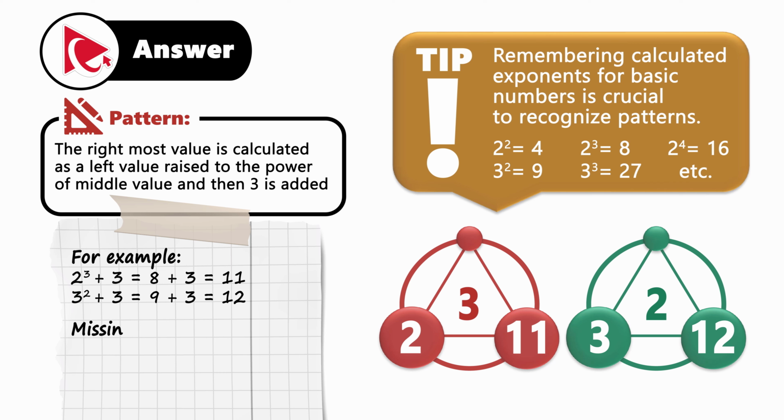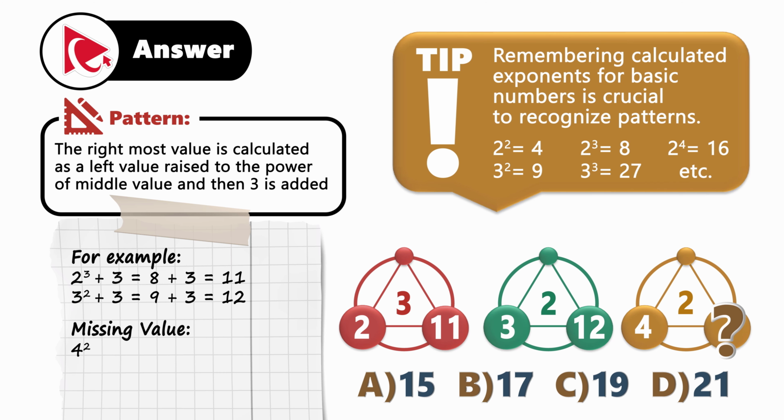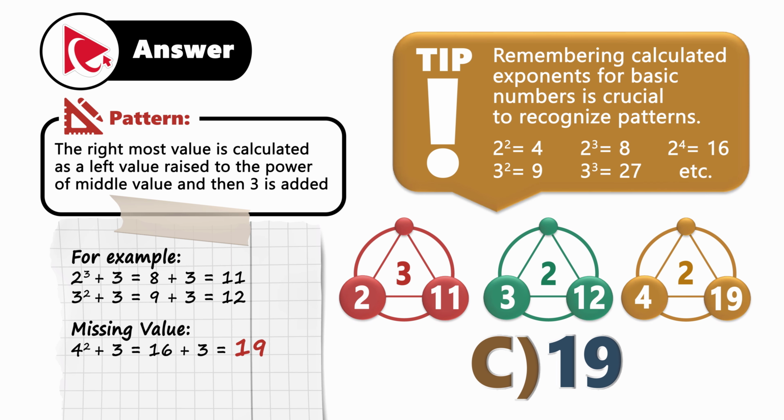This helps us calculate the missing value, where 4 to the power of 2 plus 3 equals 16 plus 3 and equals 19. So the correct answer here is choice C, 19.